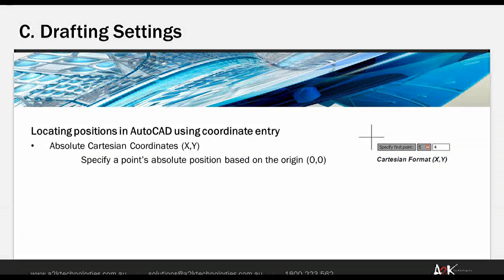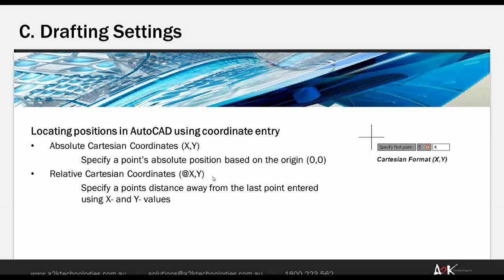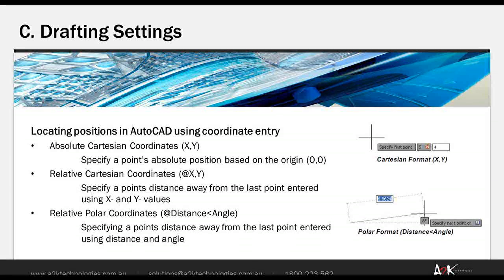Okay, so just a quick recap. When you're learning to use AutoCAD, you could do precision entry, so locating positions in AutoCAD using coordinate entry. The three different types that you would have learnt are absolute Cartesian, or X and Y, where we specify a point absolute based on the origin; relative Cartesian, where you specify a point a distance away from the last point entered using X, Y values; and then the last one, which is relative polar coordinates.